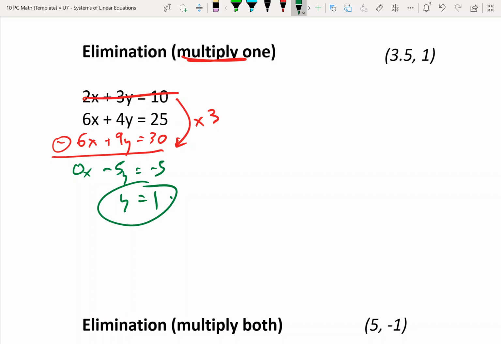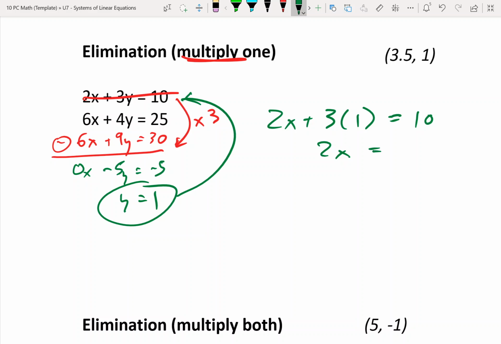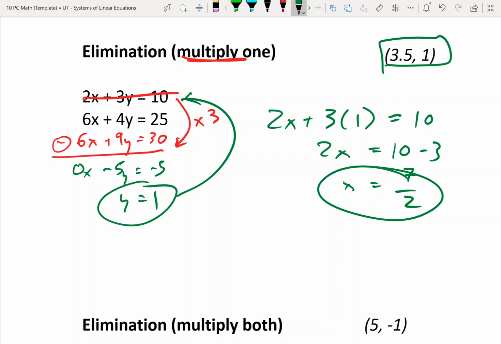And then again, I'm going to sub that into an equation. It doesn't really matter which. I like to do that one. Okay? And it'll find the answers. 2x plus 3 times 1 equals 10. 2x equals 10 minus 3. x equals 7 over 2. Okay? So that's our x, y value, which was the answer right here. So you have to multiply one of them first.